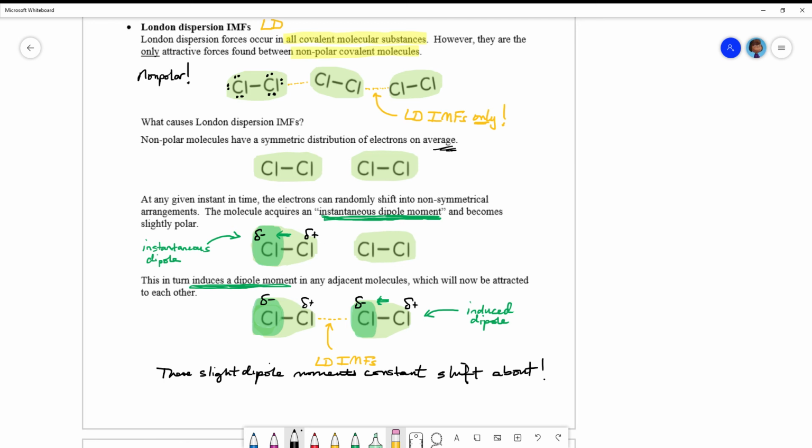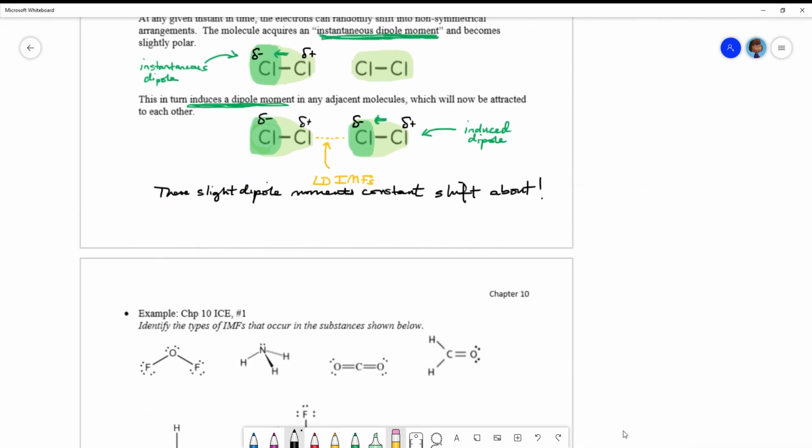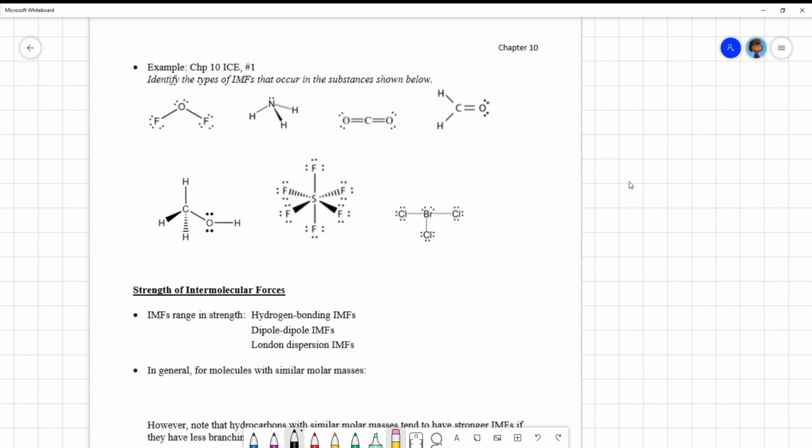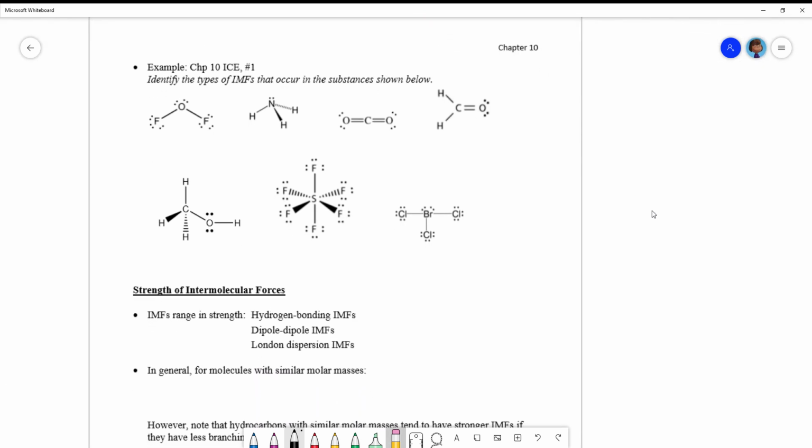Okay, so these are our three major types of intermolecular forces found in pure substances that are composed of molecules. Well, now let's do an example. Example number 1 for our in-class examples for Chapter 10. And our example simply asks us to identify the types of intermolecular forces that occur in the substances shown below.